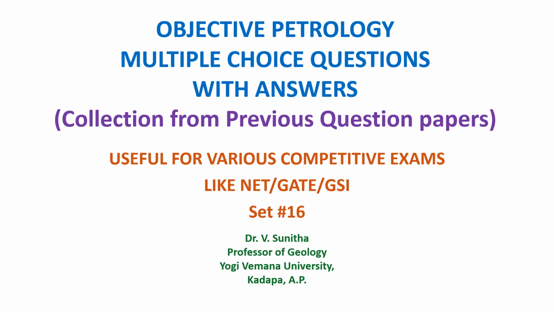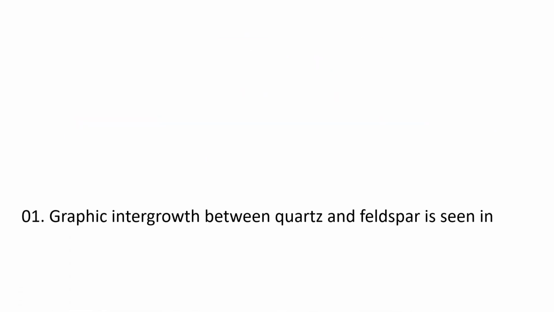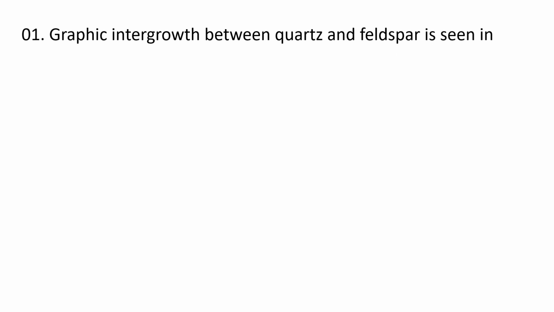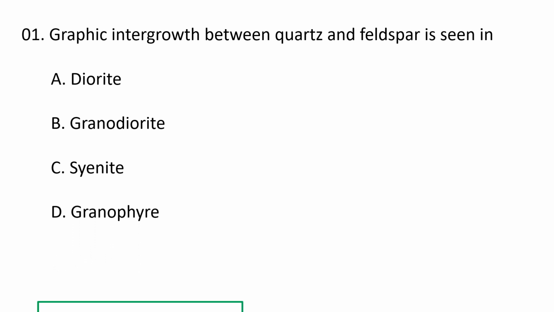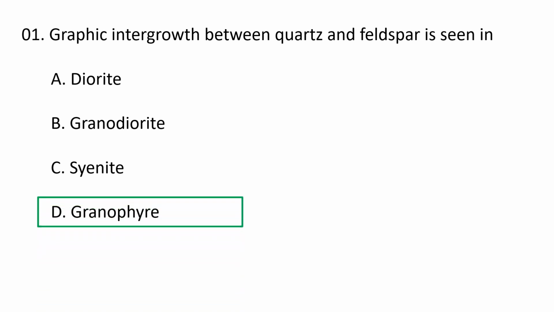Welcome to set 16. Coming to the first question. Graphic intergrowth between quartz and feldspar is seen in. The choices are A. Diorite, B. Granodiorite, C. Cyanite and D. Granophyre. Graphic intergrowth between quartz and feldspar is seen in D.